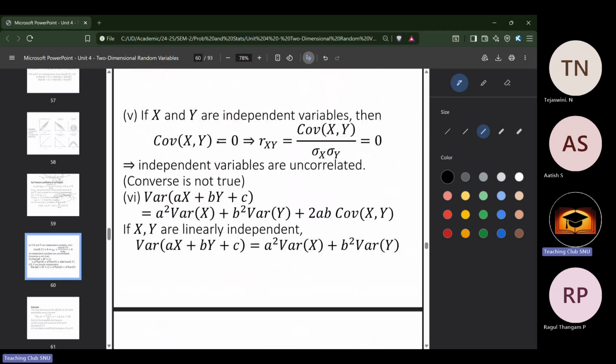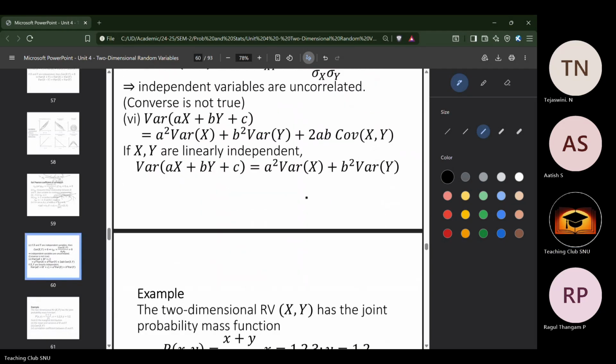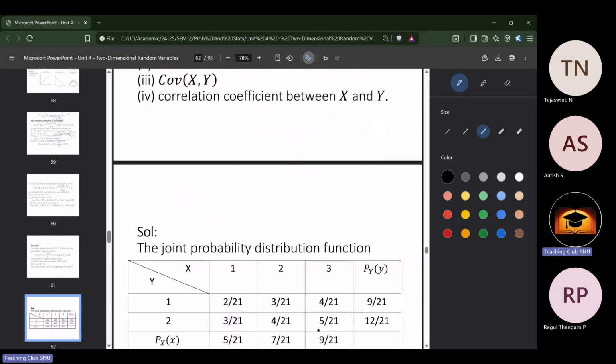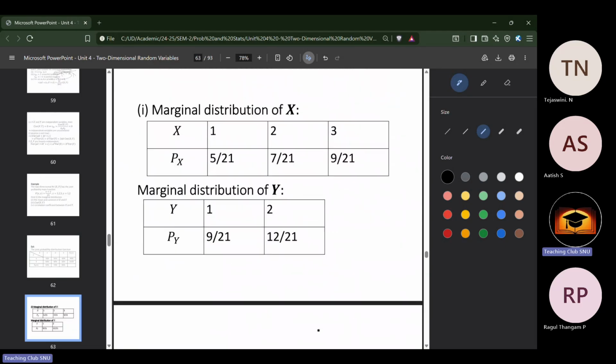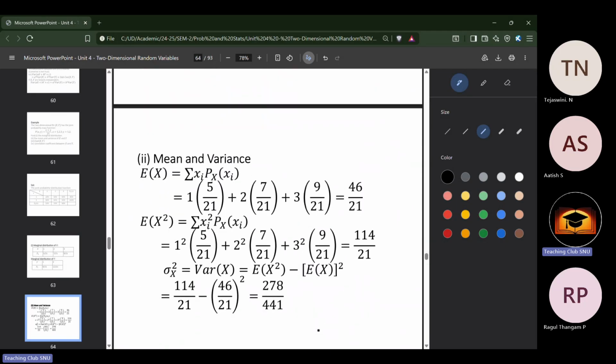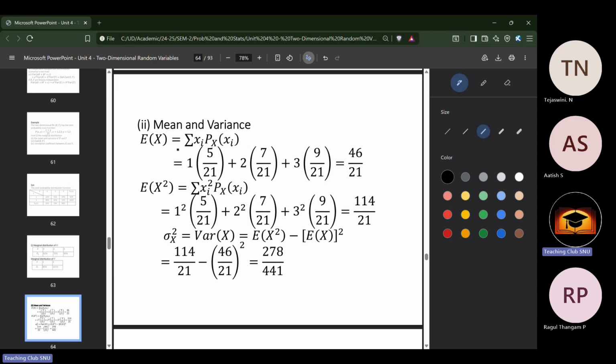If the covariance is 0, obviously correlation is 0. So you can easily do this, right? Firstly, make the joint probability distribution table, then make the marginal distribution table by setting values, by keeping something constant. Then you can easily find the mean and variance.